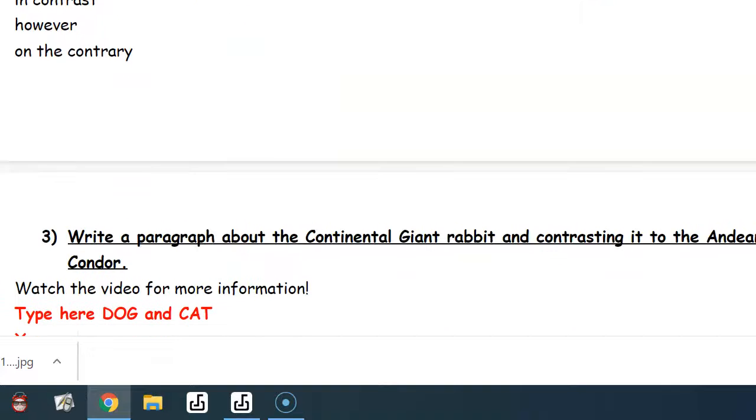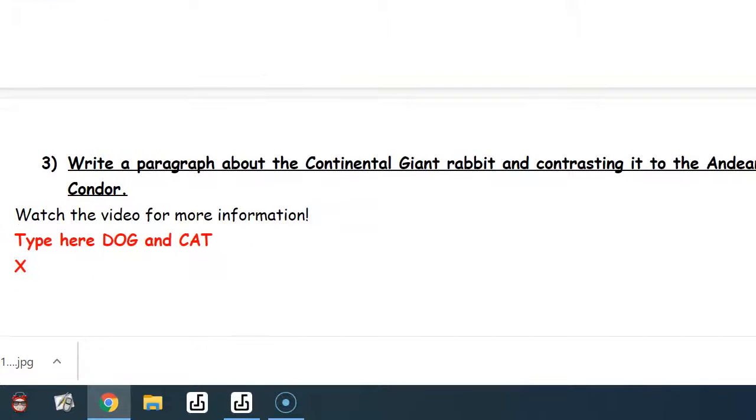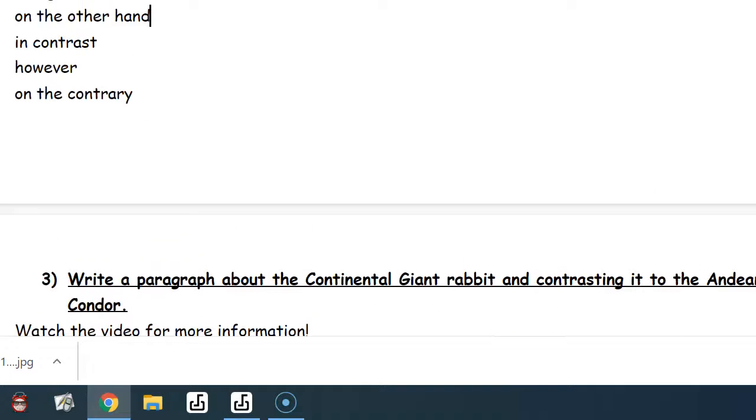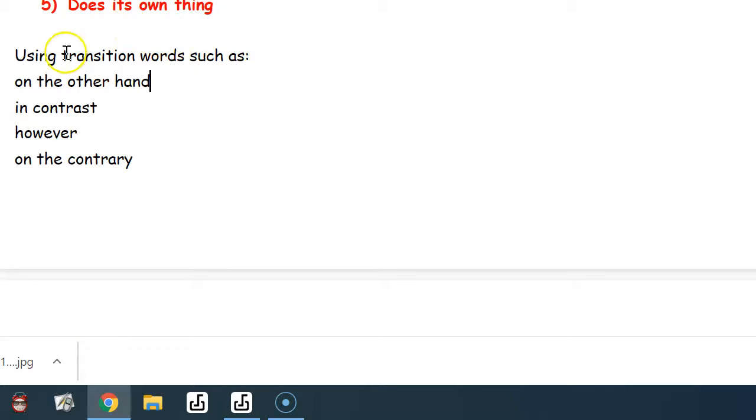The third part is you're going to write a paragraph about the rabbit and contrasting it to the condor. So I'm going to do mine about the dog and cat as my sample. I want to use transition words such as on the other hand, in contrast, however, on the contrary. Those are great little transition words that tell me that I'm comparing two things that are very different.